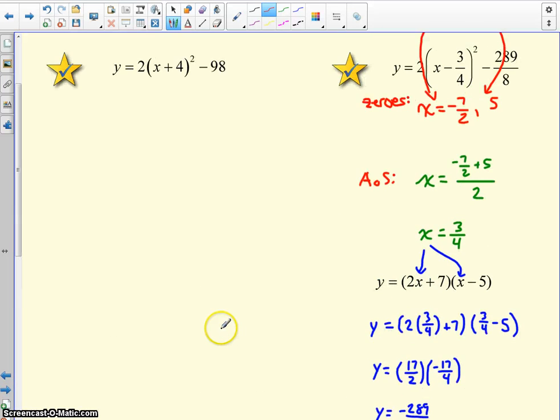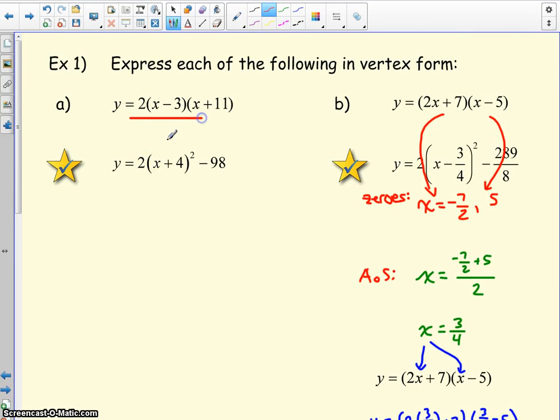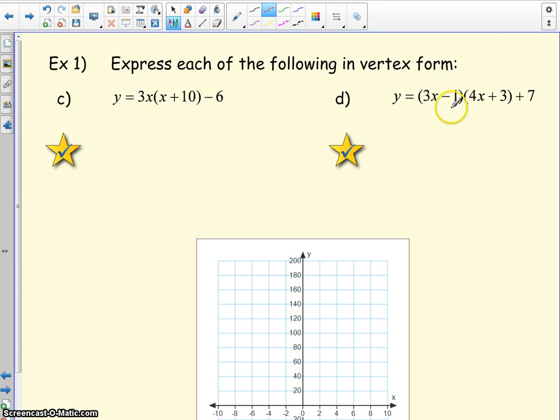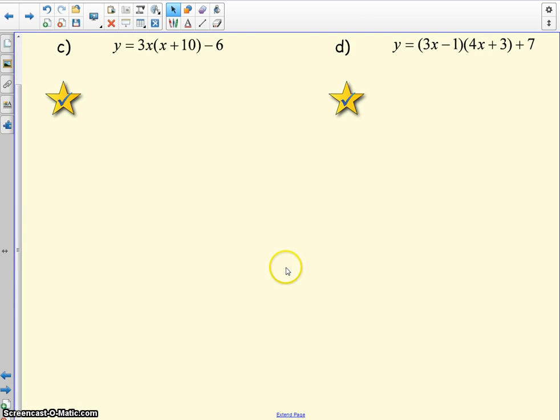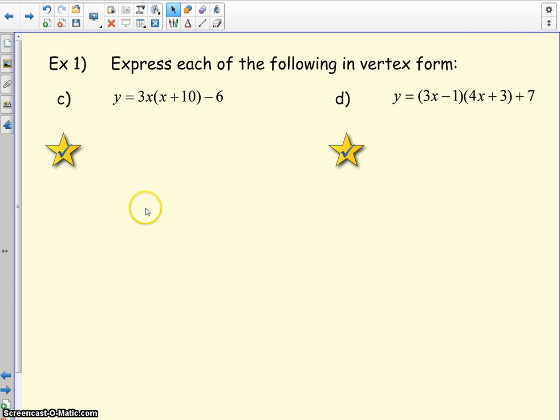Okay, so that's a couple of examples of going from factored form into vertex form. Now let's look at a couple where we're going from partial factored form into vertex form. Okay, so same idea here. I'll run through the first one quickly with you guys and let you try the second one on your own.